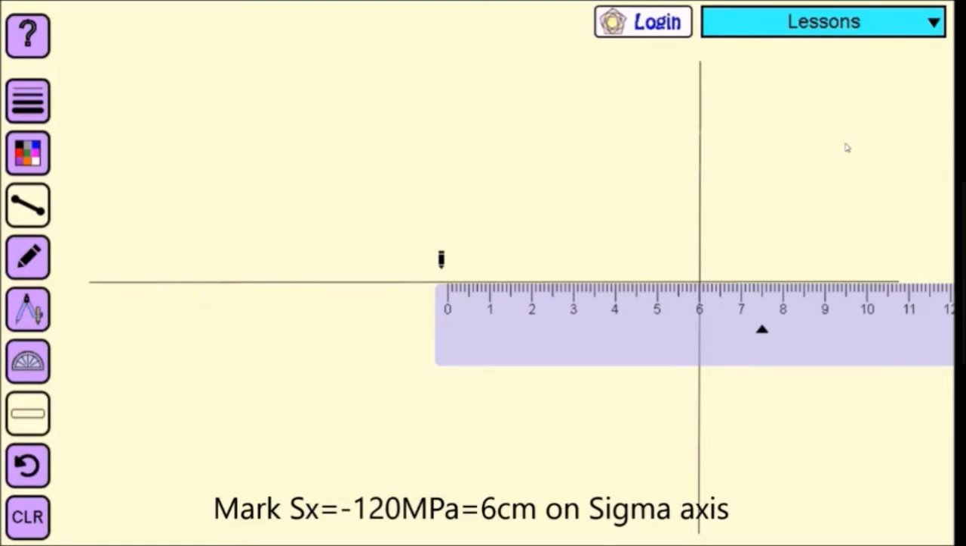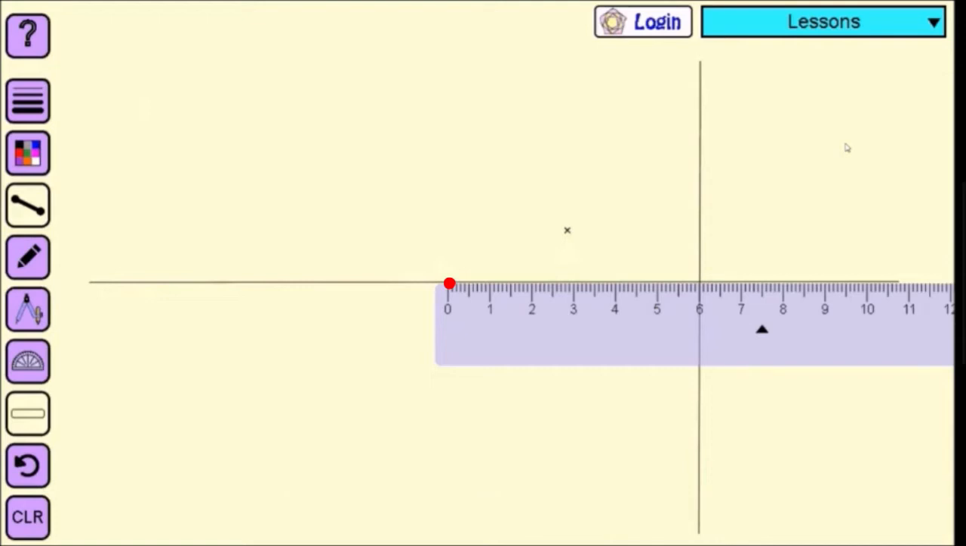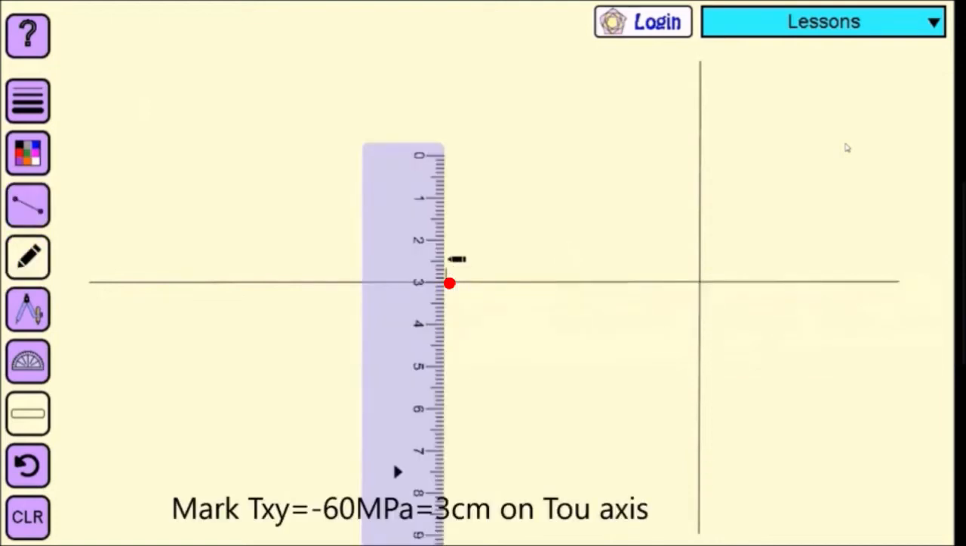Minus 120 is equal to 6 centimeters. So I am marking a point here at 6 centimeter distance from the y-axis. That represents sigma x. Now at that point, I should draw a shear stress of minus 60. Minus 60 is nothing but 3 centimeters. So I am measuring a vertical line at that point, 3 centimeter distance. I have to draw it upward because shear stress is negative. I am marking a point there now like this.